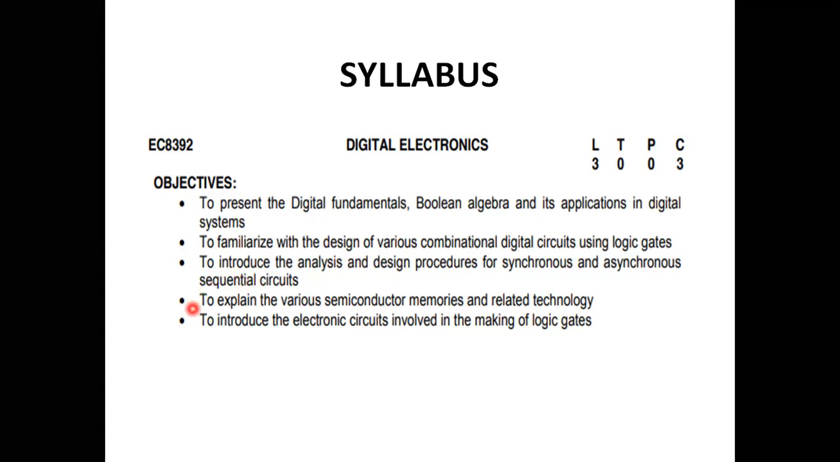Then the fourth and the fifth objectives can be combined, and this will be dealt with in Unit 5, which deals with semiconductor memories, the various types of semiconductor memories and related technologies like PLD, PAL, PLA, FPGA. And in the second part of Unit 5, we will deal with the electronic circuits involved in making logic gates. So this is the objective of the subject.